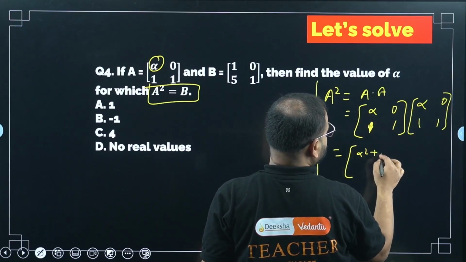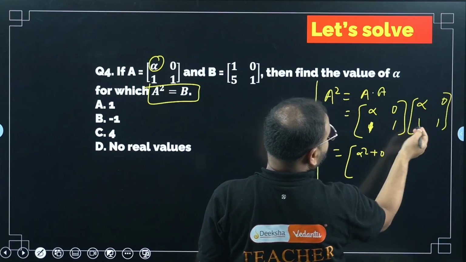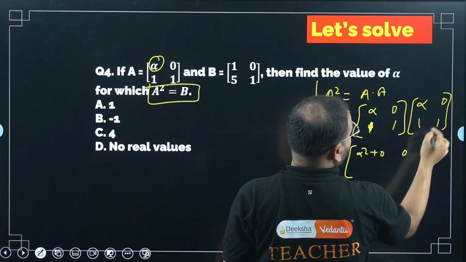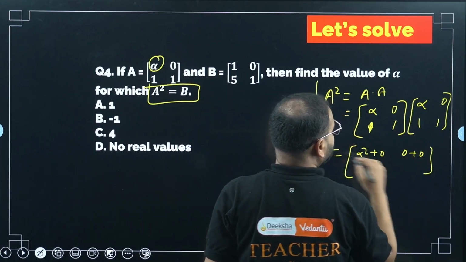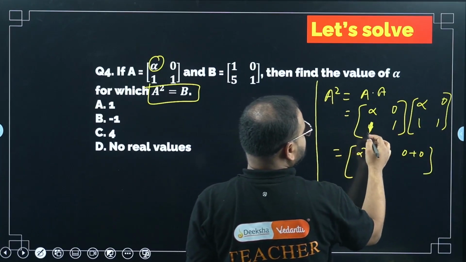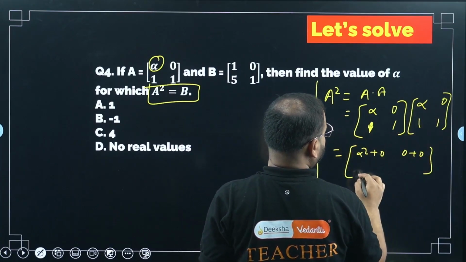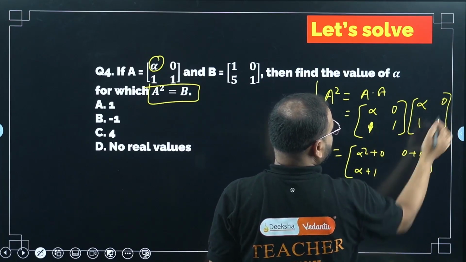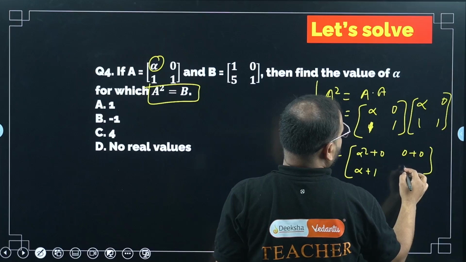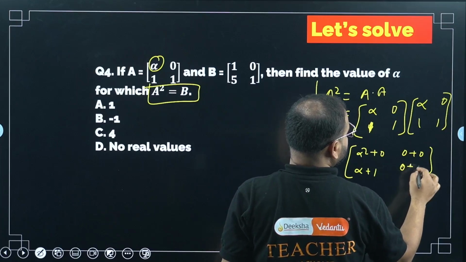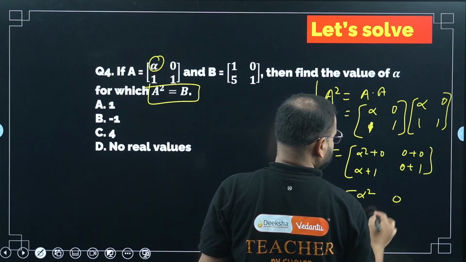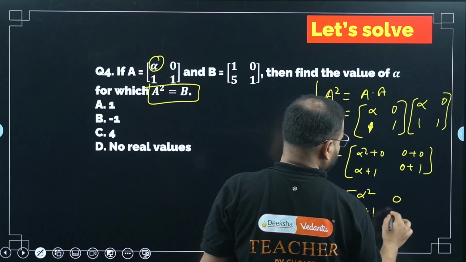0 into 0 is just 0. 0 into 1 is just 0. Now same thing, alpha into 0 will be 0 and 0 into 1 will be 0. So this is true. Now second row: 1 into alpha, plus 1 times 0, so alpha plus 1 only. Then 1 into 0 is 0, 1 into 1 is 1. Simplify this: alpha square, 0, alpha plus 1, 1.